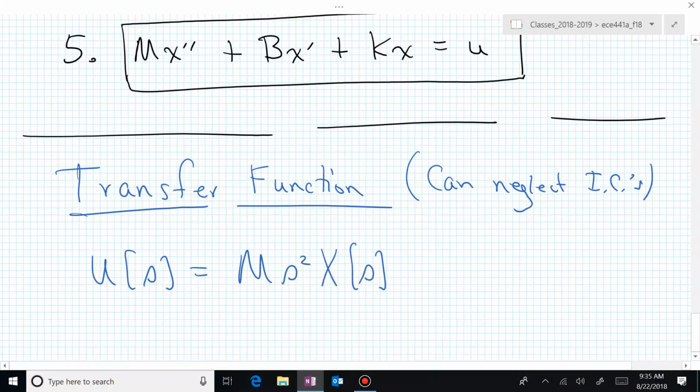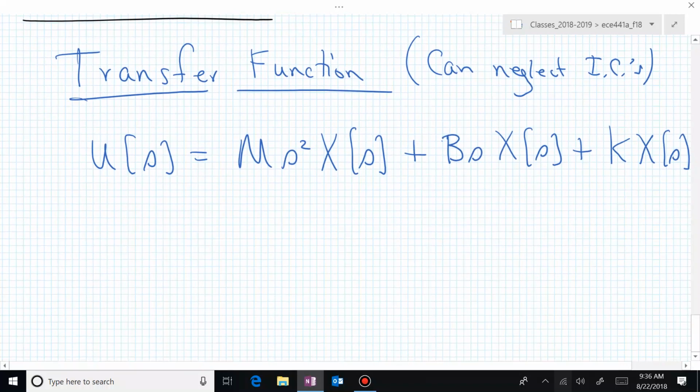Once you've seen that, you can now get the others. b x prime, if we Laplace transform that, is b with one s. I probably shouldn't write it in this order. Maybe it's s b. Sorry. Plus k times X of s.